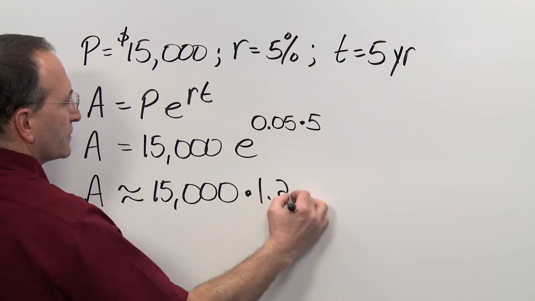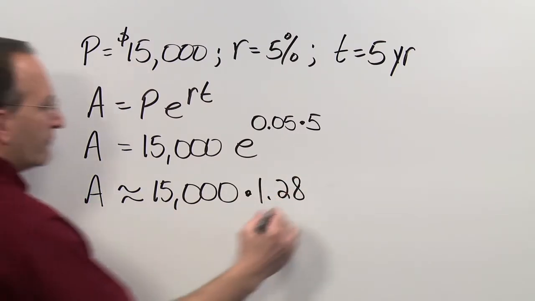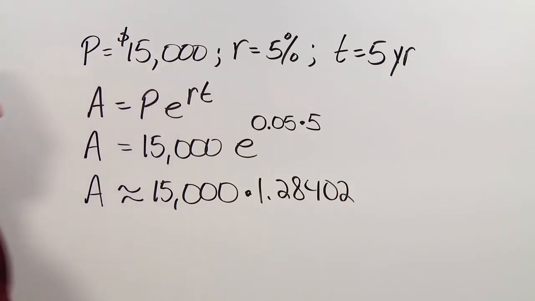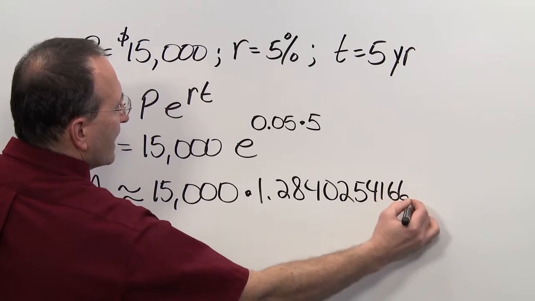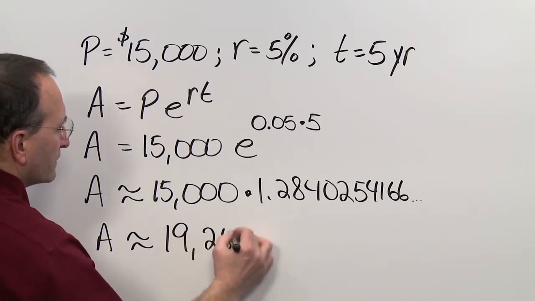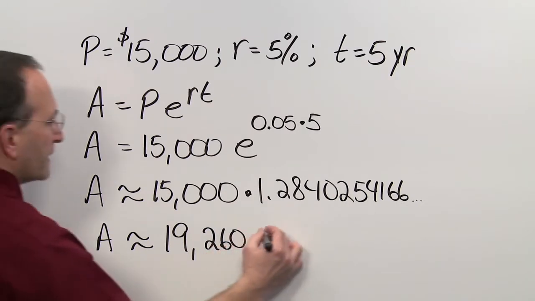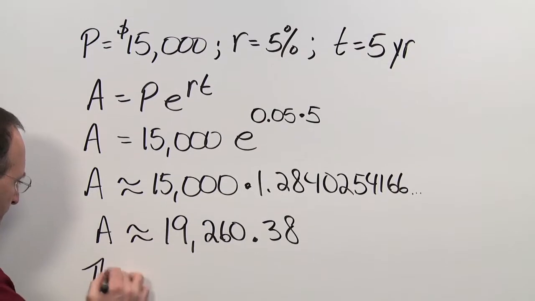I'll give you a certain amount of those digits. It's 1.284054166. And that's why I say it's approximately equal to that. And then using a calculator to evaluate this, we find out that A is approximately 19,260.38.